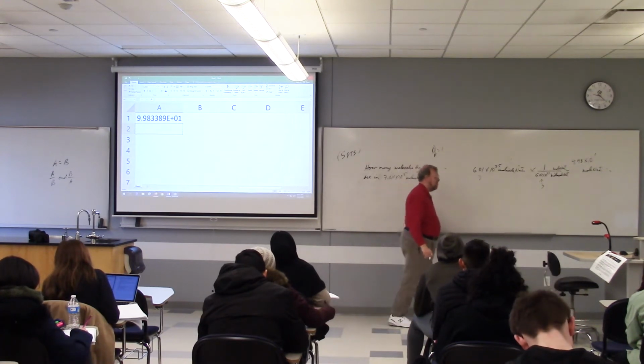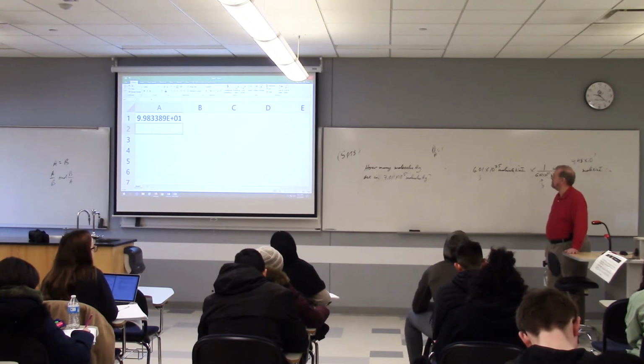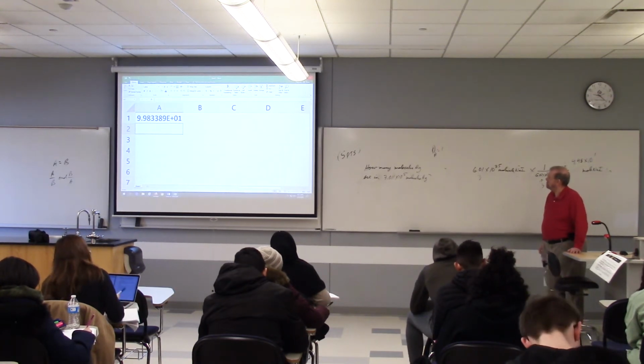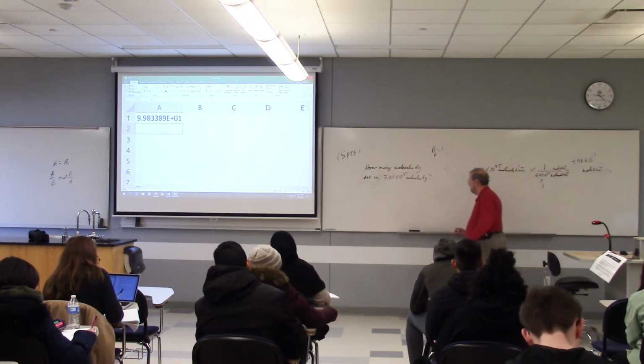All right, let's try one more. And the question is, how many molecules of silver are in 7.011 times 10 to the 5th?